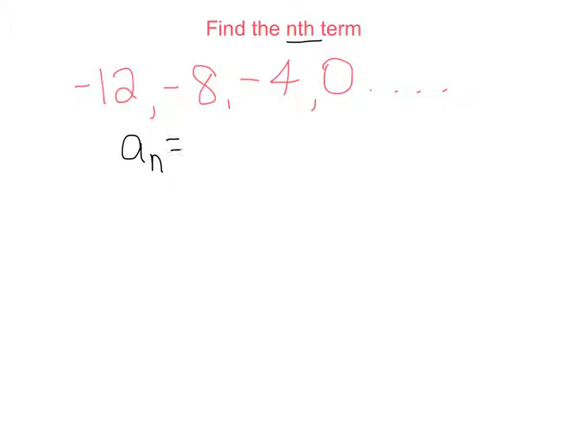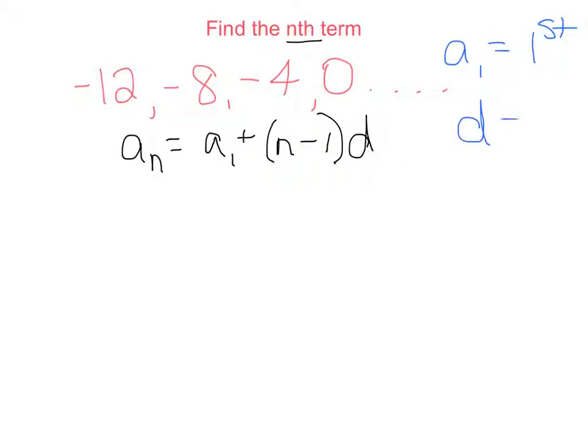a_n equals a_1 plus (n minus 1) times d. The a_1 is the first number in the sequence, and the d is the actual relationship, or what they all have in common, or the pattern. And then the rest, you can just kind of solve from there.